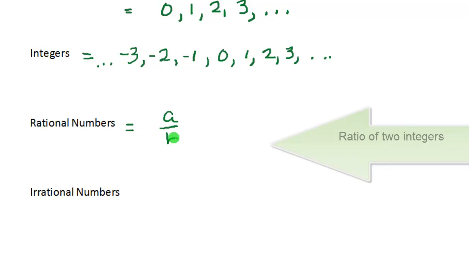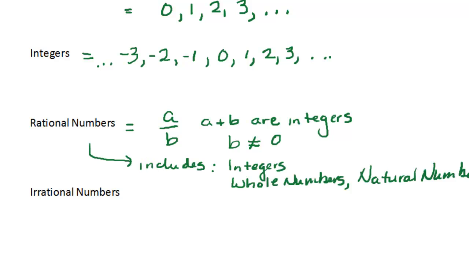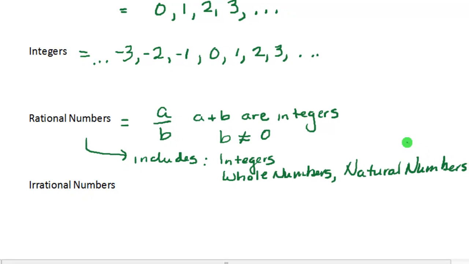Integers, whole numbers, and natural numbers are part of a set called the rational numbers, and these are numbers that can be written as the ratio of two integers, a and b. So any number that we can write as a fraction with a numerator that's an integer and a denominator that's an integer, but we cannot have the denominator be 0, that is a rational number.